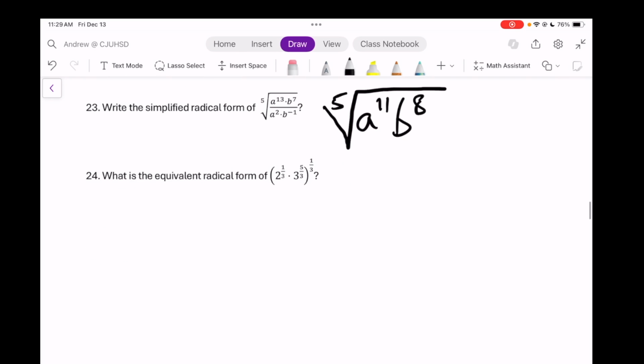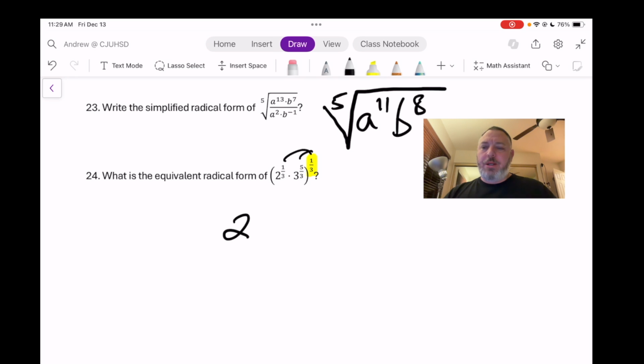And then 24, the equivalent radical form. Okay, so when you have this power on the outside, the 1/3, you get to multiply it times the other powers. Unfortunately, I didn't multiply it correctly. So I'm going to drop the correct answer in right here.